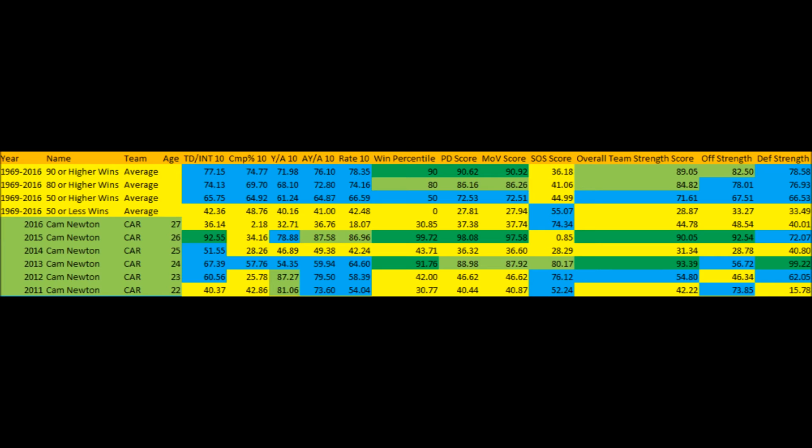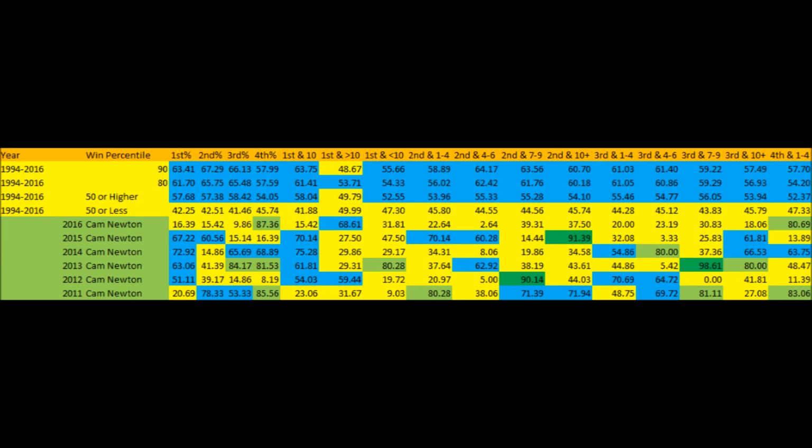When you go to the micro side of things, so we're going from macro to micro, and you look at his completion percentage, the areas where he has issues are second down and third down. Second down completion percentage has been probably one of his biggest weak points in his entire career. For the most part, in 2012, 2014, and 2016, he did not have a very good second down completion percentage, and third down completion percentage has been inconsistent to say the least.